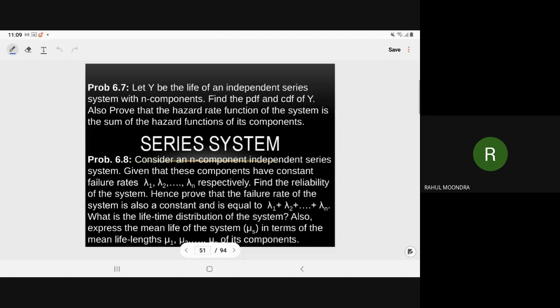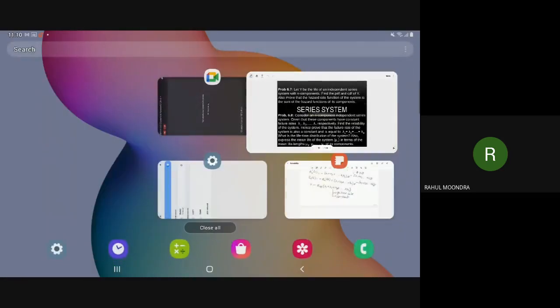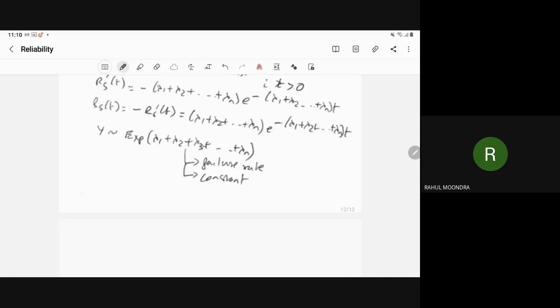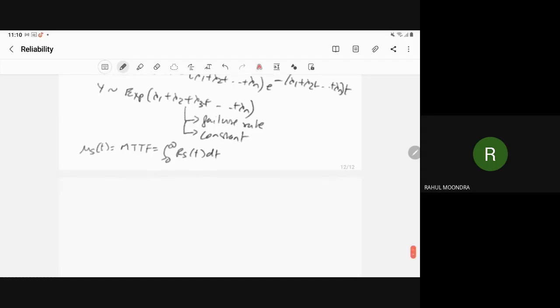What is the lifetime distribution of the system that we have computed? It is exponential. Also express the mean lifetime of the system, mu s, in terms of the mean life lengths mu 1, mu 2, mu n of the components. So now we have to compute the MTTF of the system, mu s. You know what the MTTF is? MTTF is the integral from 0 to infinity of R(t) dt.